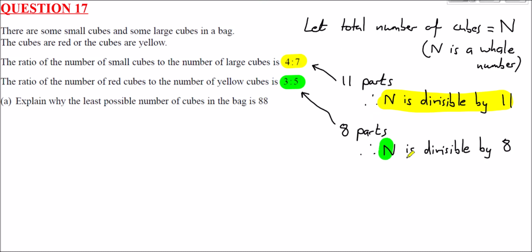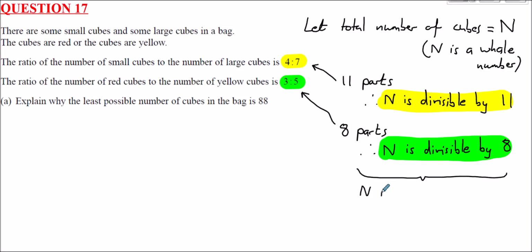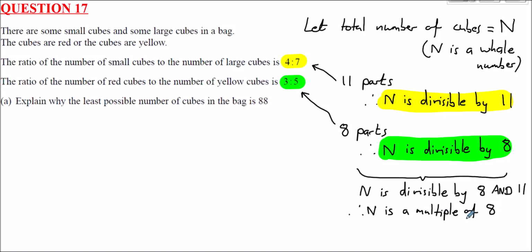It can be divided into a ratio with 8 total parts, which I'm doing in green, or it can be divided into a ratio of 11 parts in total, which is 11. So from these two things, n is divisible by 8 and by 11. Another way of saying that is n is a multiple of 8 and of 11.